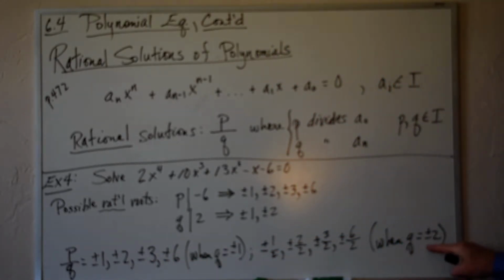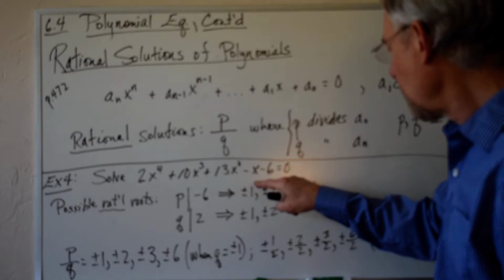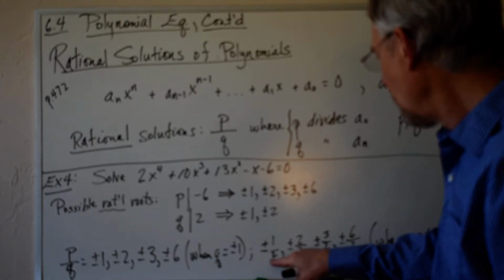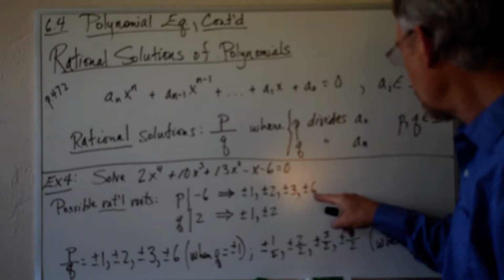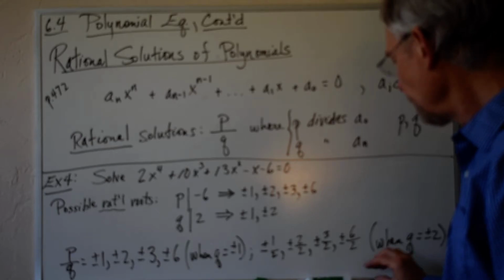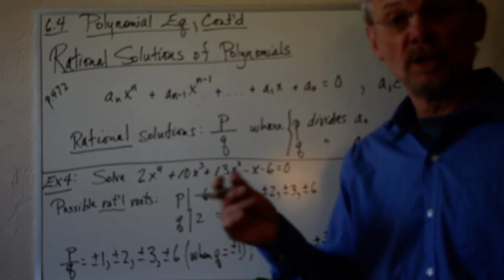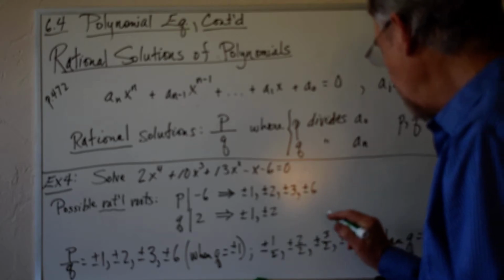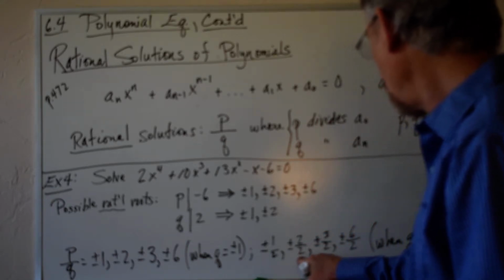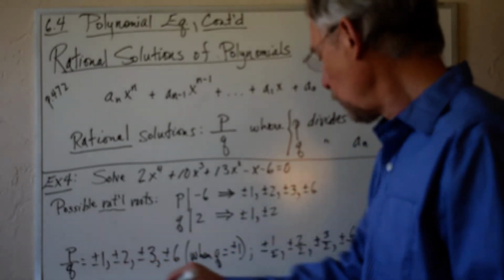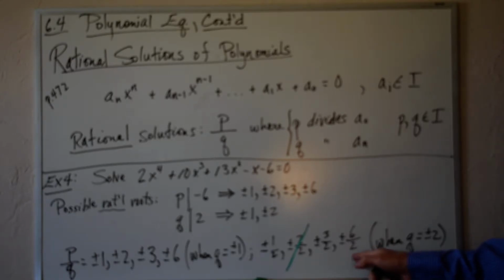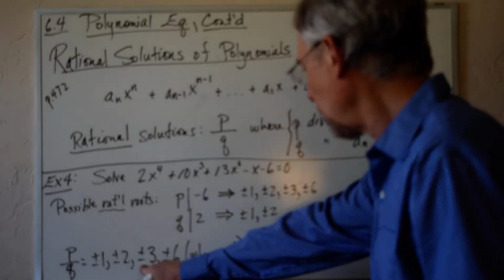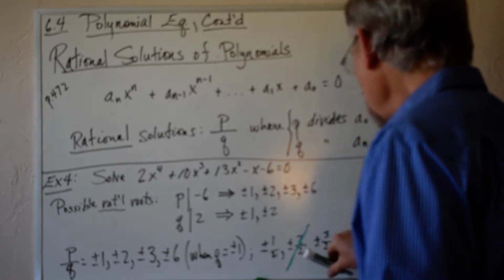Now what about when Q is plus or minus 2? We work our way down the list, so we get plus or minus 1 over 2, plus or minus 2 over 2, plus or minus 3 over 2, plus or minus 6 over 2. And that's all our possibilities. Now usually you're going to get some repeats in there. Like plus or minus 2 over 2, that's just the same as plus or minus 1. So we can cross that out. And plus or minus 6 over 2, that works out to be an integer also. That's plus or minus 3. So we can get rid of those two.